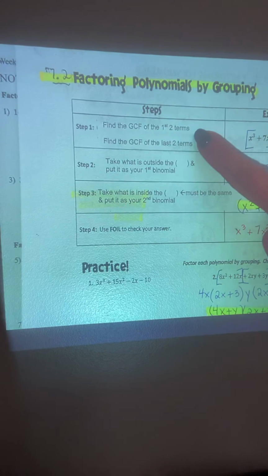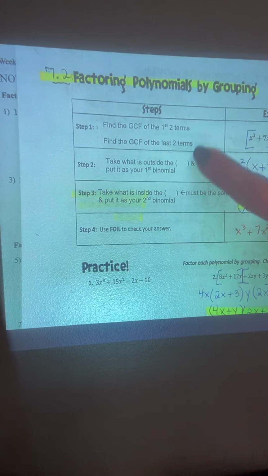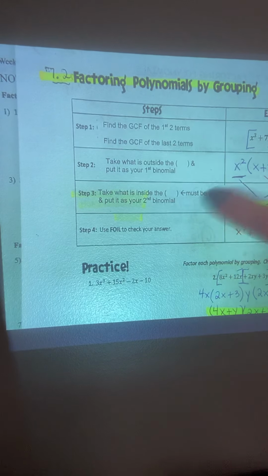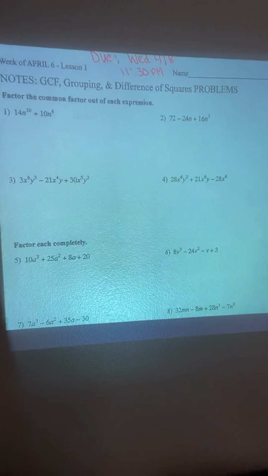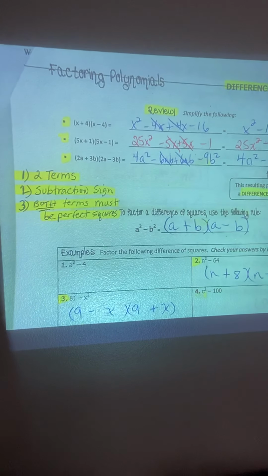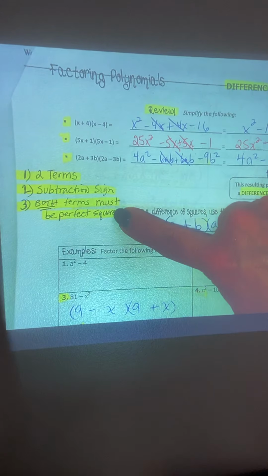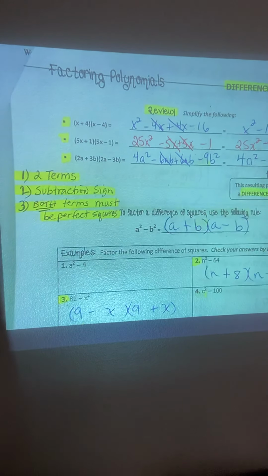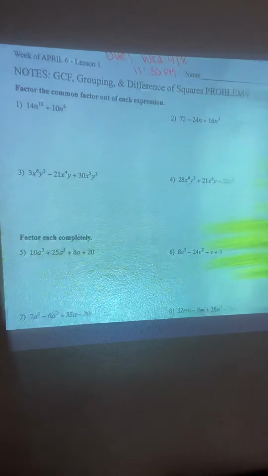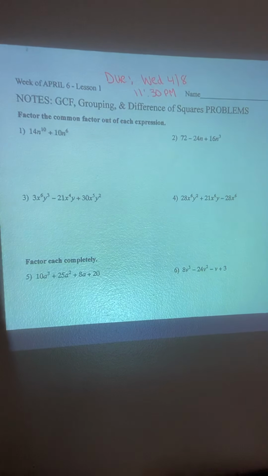Find the GCF for the first 2 terms, the second 2 terms, take what is outside as your first binomial, take what is inside, must be the same as your second binomial. And then the last 4 problems has to do with difference of squares. Difference of squares. Okay, 2 terms must be a subtraction sign, and both terms must be perfect squares. To take the difference of squares, take the square root of each, 1 plus, 1 minus.